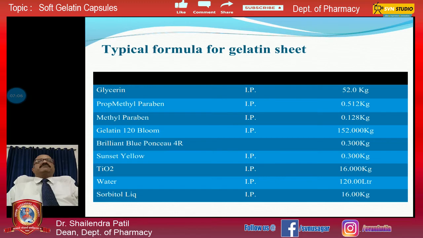You can have this typical formula for gelatin sheet that you can see here: glycerin, propyl and methylparabens, gelatin, the brilliant blue color, Ponceau 4R. These are the various ingredients which are being used in the manufacturing of the soft gelatin capsule. If you exclude glycerin, similar contents are being used in hard gelatin capsules also. Titanium dioxide is there, the water and the sorbitol. So this is a typical formula for soft gelatin capsule.